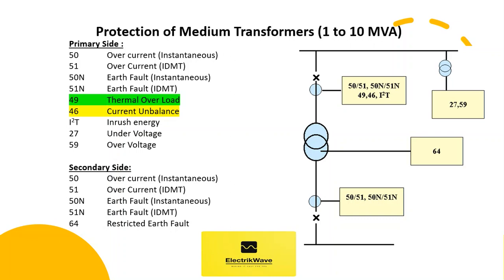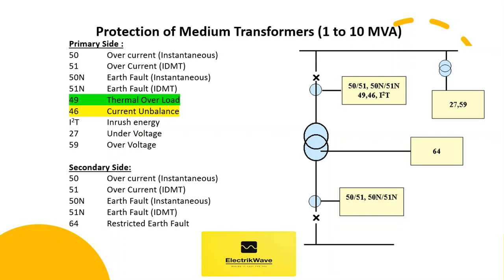Here, we will see protection of medium transformers, 1 to 10 MVA. Since the transformer is handling a higher power, and it is in a key location, like the incomer of a substation or an industry, following additional protections are advised.